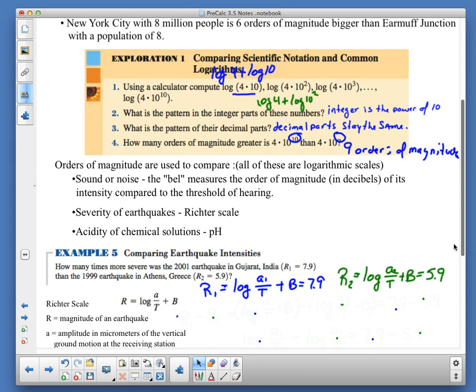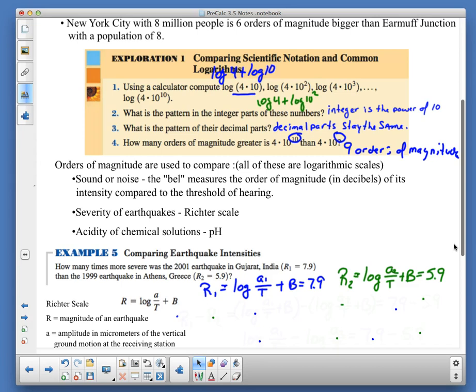Yes, no, maybe. So what's the pattern in integer parts of these numbers? The integer is the power of 10. Okay, does that make sense? Because 4 is achieved by being a partial or fraction of a value because it's less than 10, so it should be between 0 and 1 someplace.